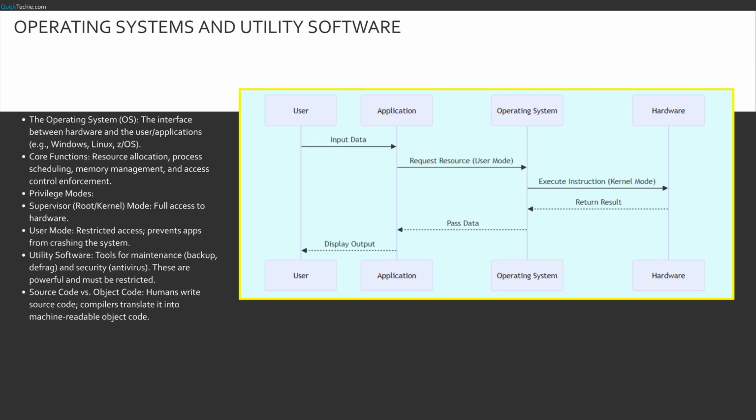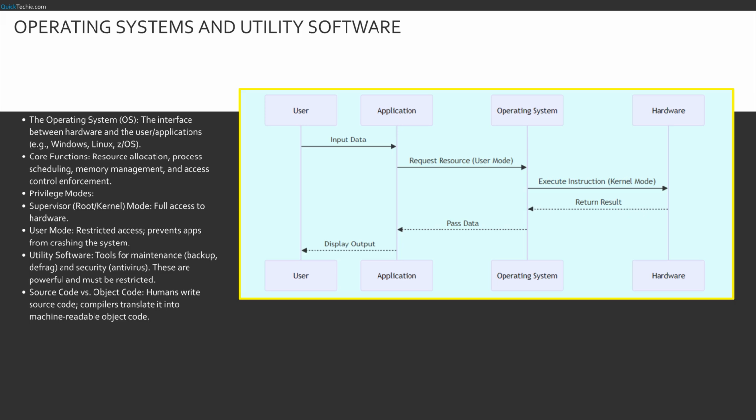Hardware is useless without the operating system. The OS is the resource manager. It decides which program gets to use the CPU and for how long. Crucially, the OS enforces security through privilege modes. Supervisor mode, or root, grants full hardware access, while user mode restricts applications. A common audit finding is users running applications in supervisor mode, which is a massive security risk.